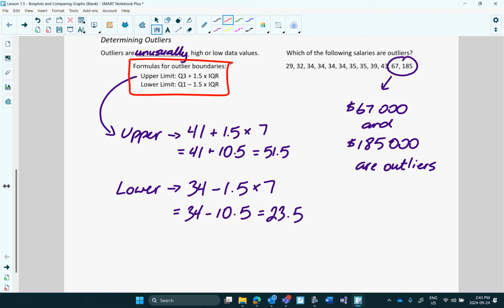Notice we don't use the mean and standard deviation to calculate outliers. We can only use the IQR and the 5 numbers.